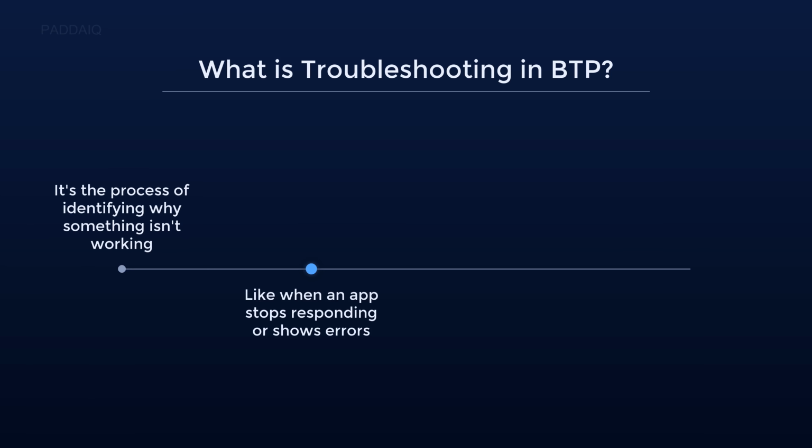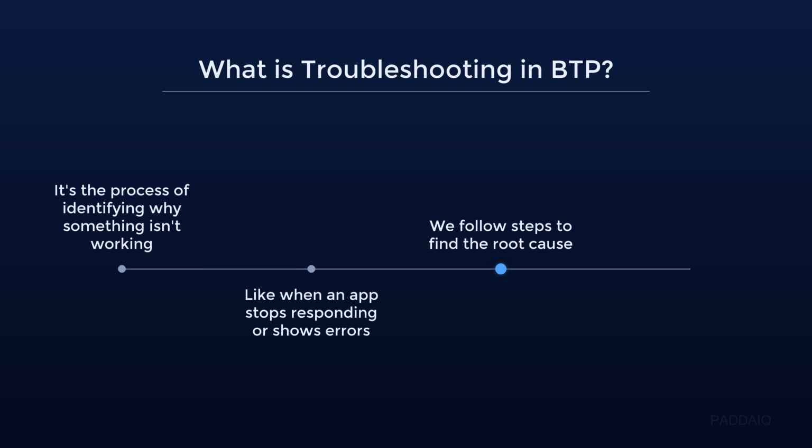Like when an app stops responding or shows errors. This means something is wrong with your application's function or display. For example, a sales report app might suddenly display a blank screen instead of data. Identifying and fixing such issues ensures your business processes run smoothly and reliably.